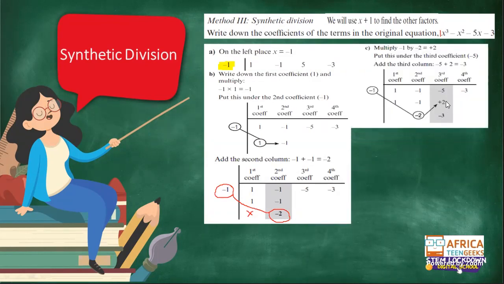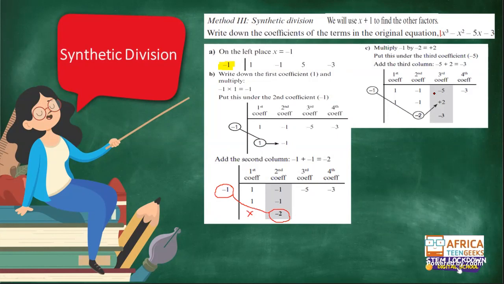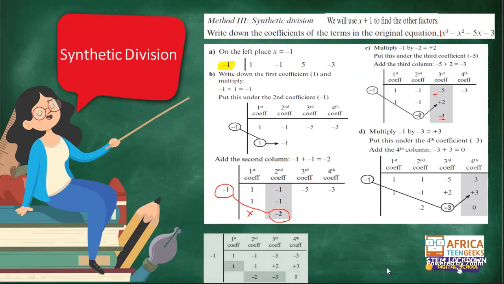Then you get a +2. Okay. So then you add -5 and 2, then you get -3. Then you continue the same way. You multiply the answer that you got with your root, then you get +3, and then add -3 and that. Then you get your final answer as 0. Why? Because we don't have a remainder. Okay.